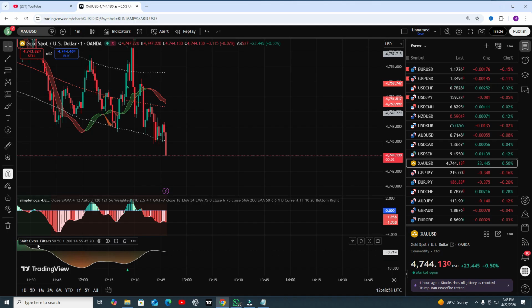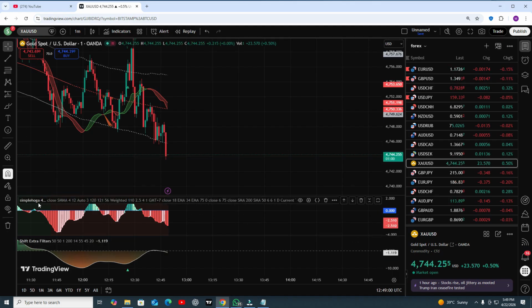Okay, this indicator and this indicator, we are using two indicators, Simple Hoga 4.8 and Shift Extra Filters.